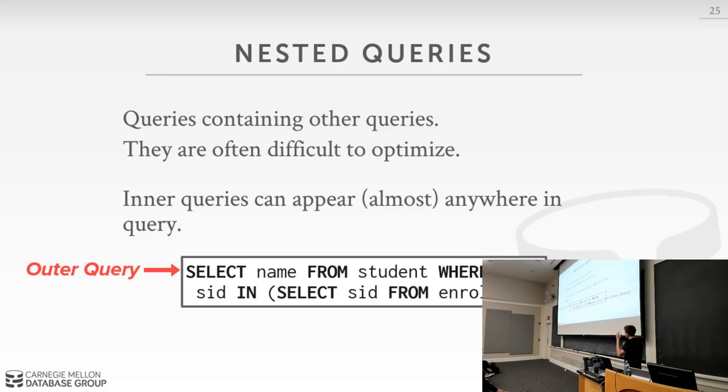So you can sort of think of this inner query as like a function that's going to produce some set of tuples as your output. And then you can apply whatever predicate you want on that in the outer query. So we'll walk through a bunch of examples of this and see how it works.